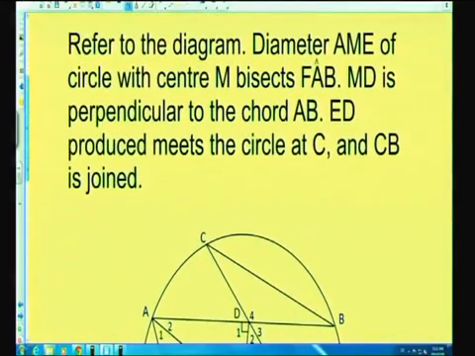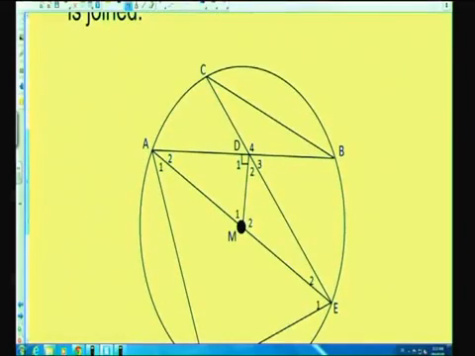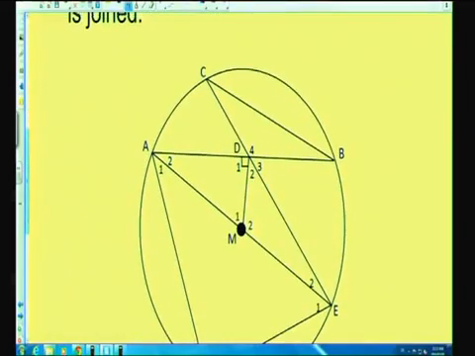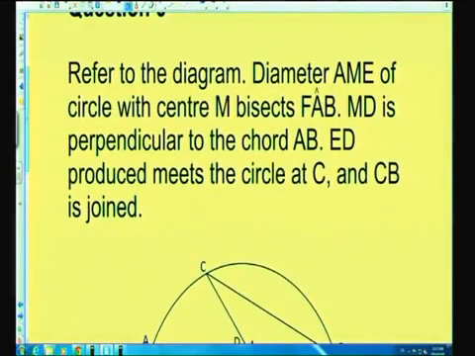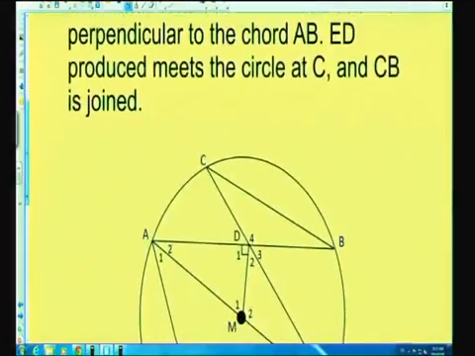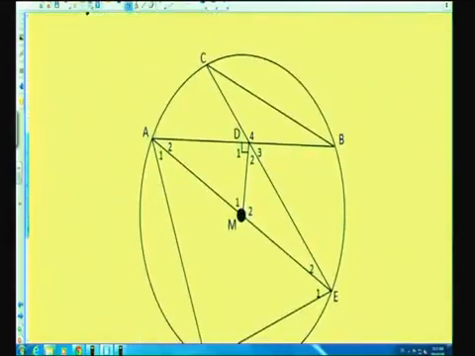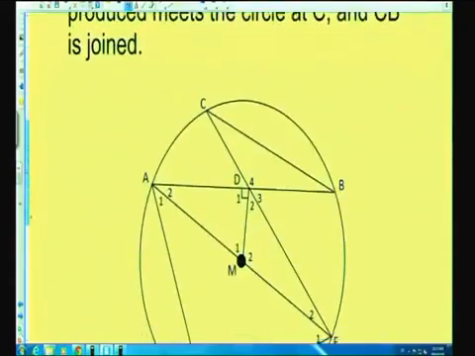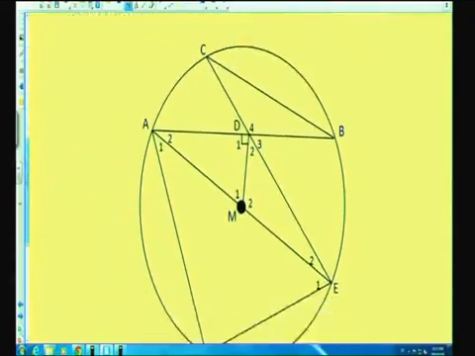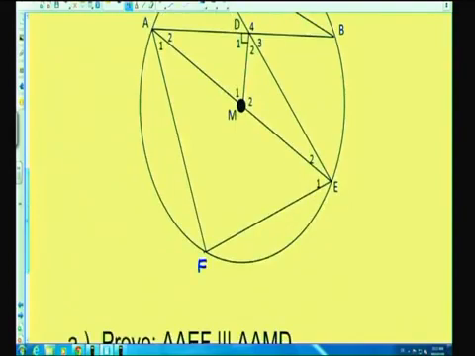Refer to the diagram. Diameter AME of a circle with center M. So let's just orientate ourselves. AME, it's clear enough. With a circle center M, I think we can see it's clearly a diameter. Bisects FAB. Bisects means cuts in half. So it bisects angle FAB. So in other words, it's doing something to A1 and A2 there.